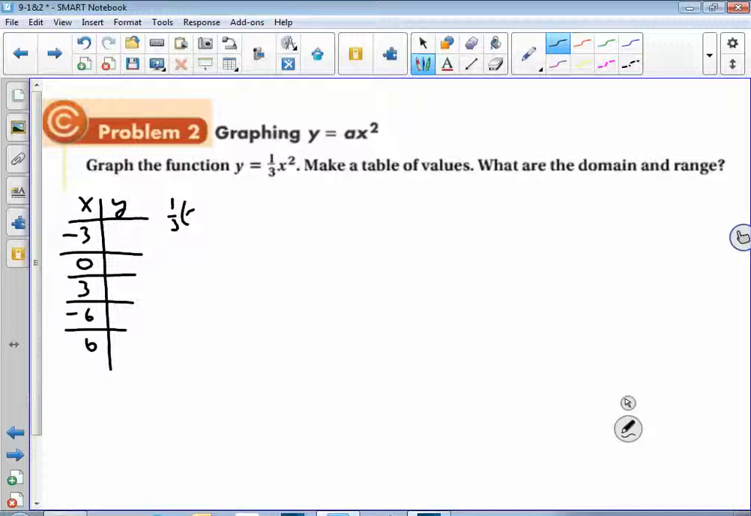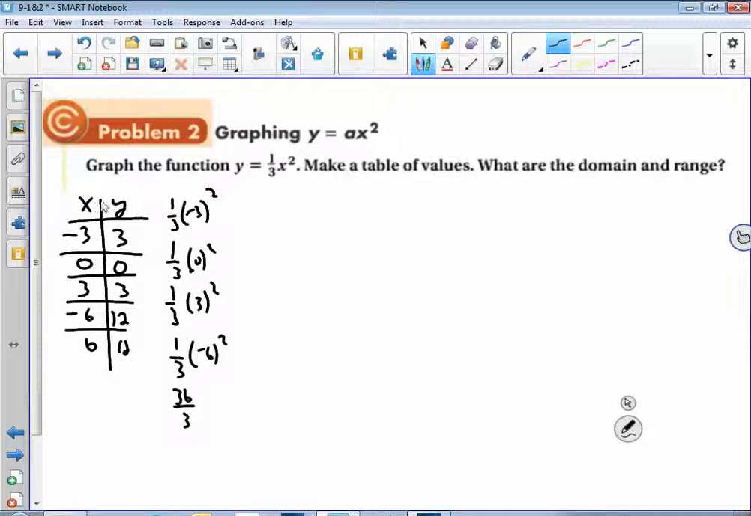So if I do that, 1/3 times -3 squared. Well, -3 squared is 9, and 1/3 of 9 is 3. 1/3 of 0 squared is 0. 1/3 of 3 squared, 3 squared is 9, and 9 divided by 3 is 3. And then if we do 1/3 of -6 squared, that's 36, so 36 divided by 3 is 12. And this is going to be 12 as well.